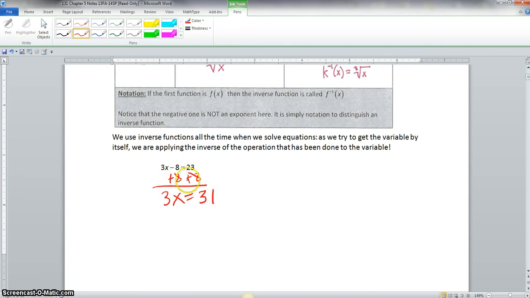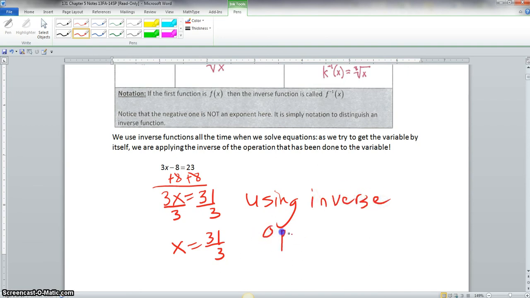Now if you notice, we applied the inverse operation here. We had minus 8, so we added 8. So now we're left with 3x is equal to 31. And we know the inverse of 3 times x is to divide by 3 on both sides. So x is equal to 31 over 3, which is the inverse. So this is using inverse operations, which you have done since you have been using algebra.